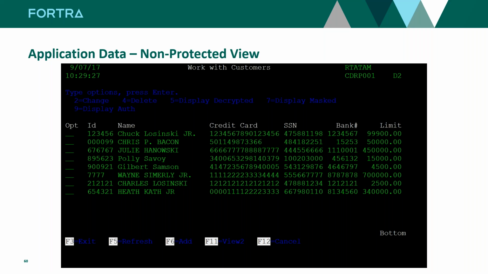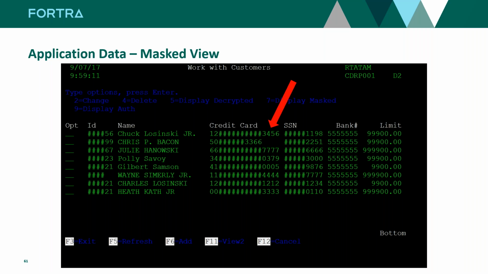The unprotected view is straightforward. Whether they're looking at the masked version or they're fully authorized, they're going to see the data as intended for that user. If they see a partially masked view, they're going to see what you've determined is appropriate: the first two and the last four, or just the last four of a social, and the rest of that field is masked as appropriate.